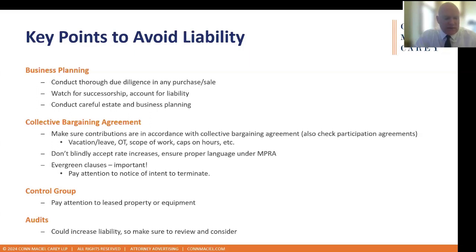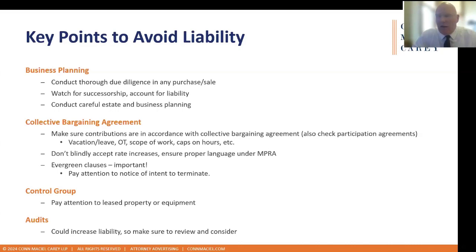And we'll discuss that in some detail later, but it might be a good idea that if you agree to those rates, put some language in the CBA that says, these rates and increases are the rates that were required under the rehabilitation plan and nothing more, something like that. Just so that there's no question about it later. Also, pay attention to evergreen clauses. We'll talk about this a little bit more later as well.